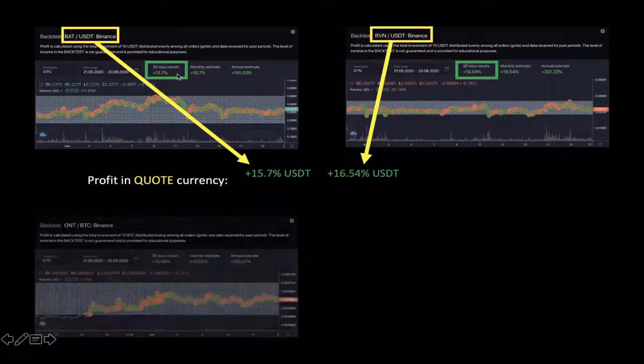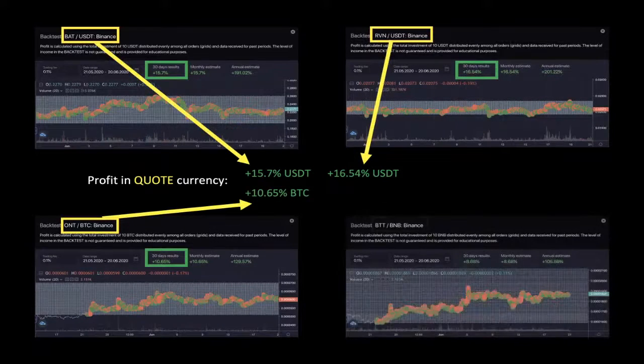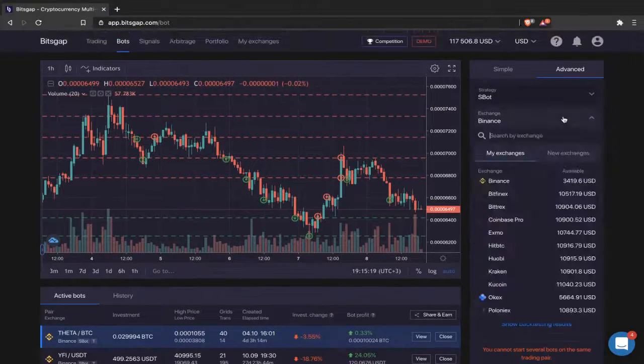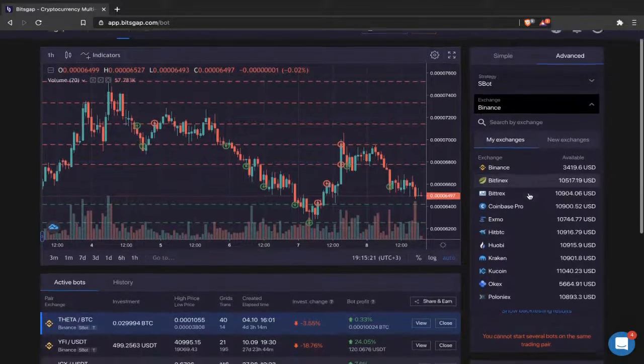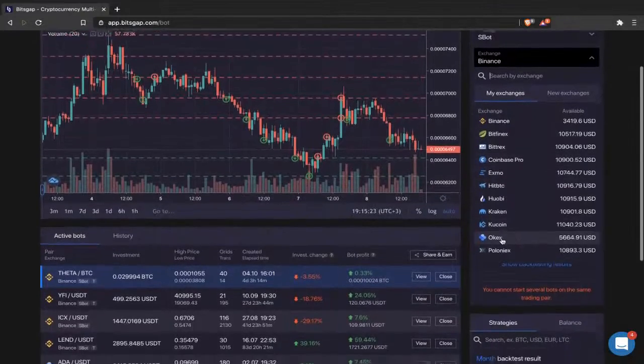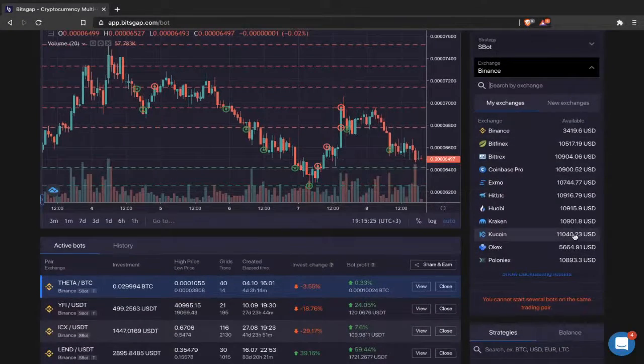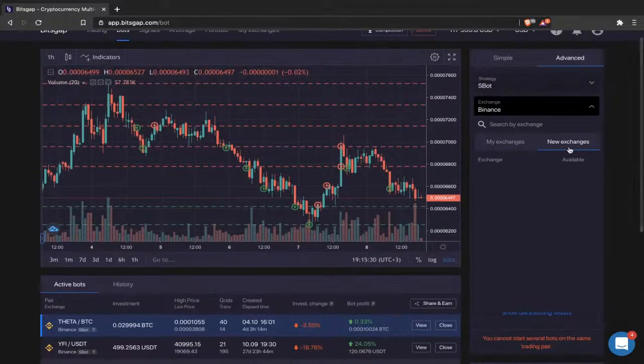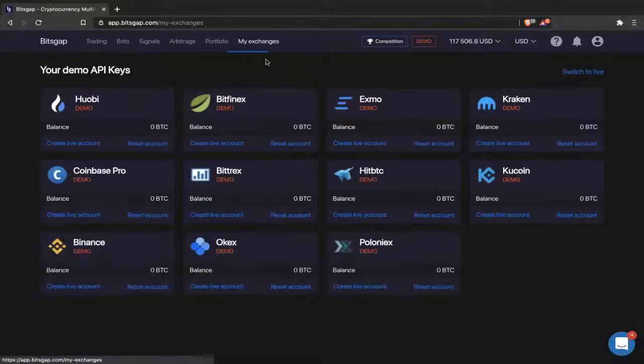All right, so you can backtest any cryptocurrency available on any cryptocurrency exchange linked to Bitsgap. And at Bitsgap, we have all of the top cryptocurrencies in terms of liquidity. So here they are, all right. And you can always change, add a new one if you go to My Exchanges.